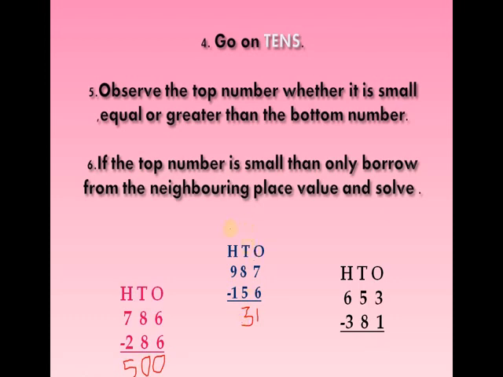Go on to hundreds. Here also we are going to observe the top number and bottom number. Here also the top number is bigger. So 9 minus 1, subtraction is possible, so no need to borrow. And your answer is 8. Your answer is 831. Let's move on to the next sum.